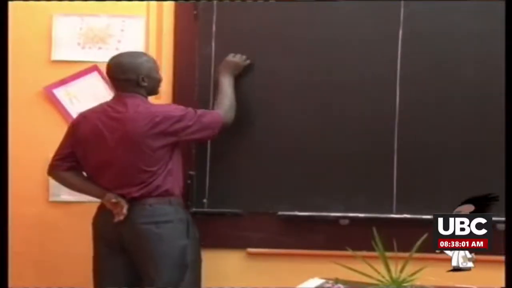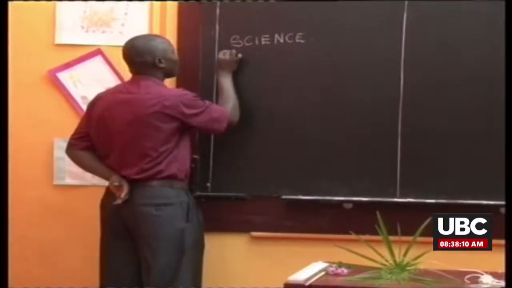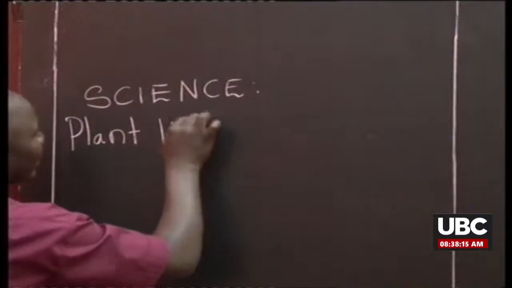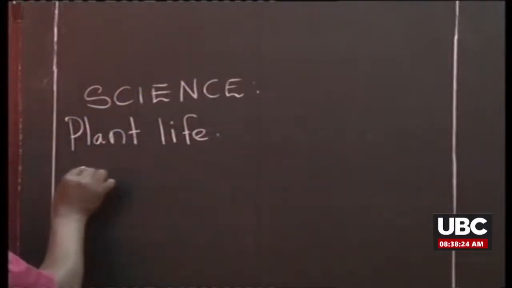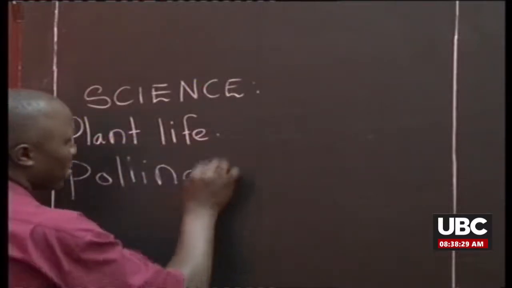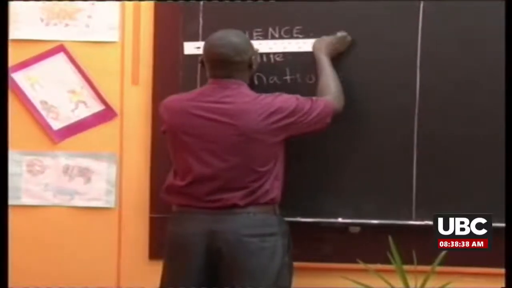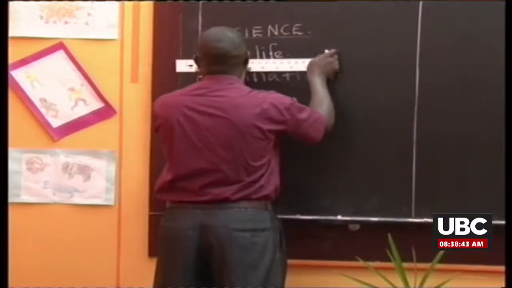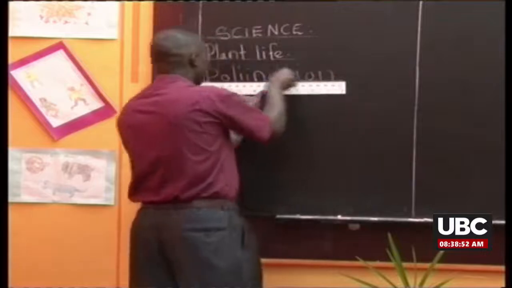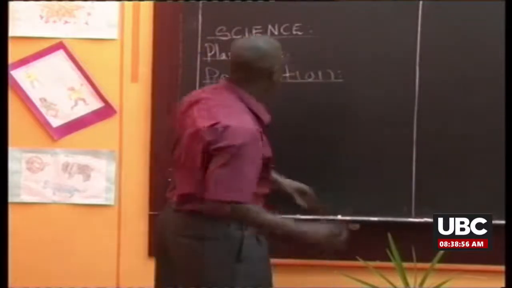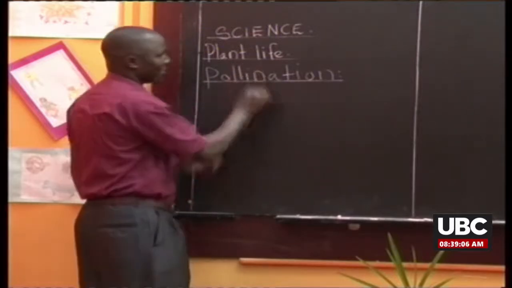So we're looking at science, and we continue looking at plant life. Under plant life, we are going to look at pollination. What is it that we call pollination? Children, pollination.